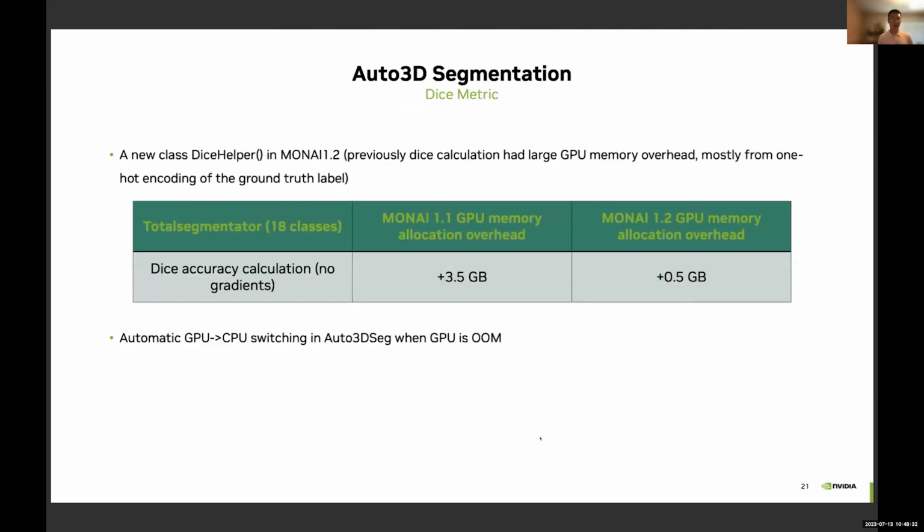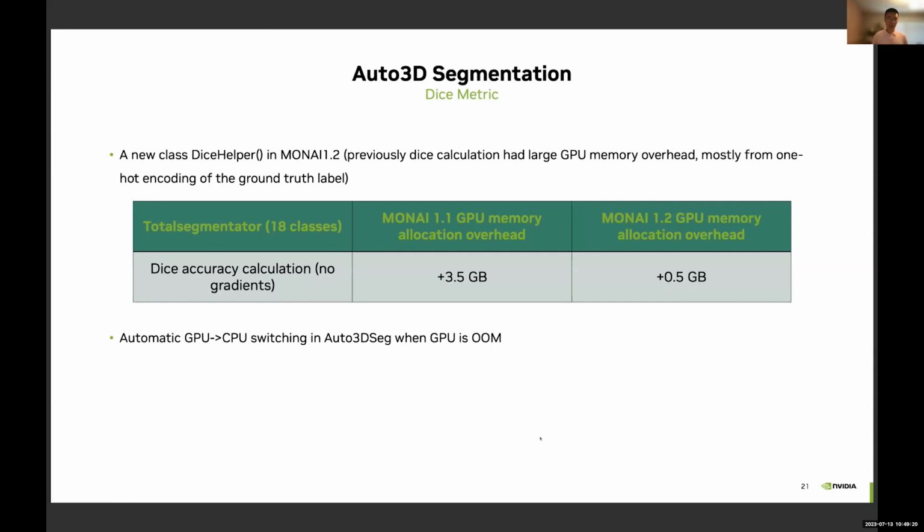Another nice improvement we have made is to reduce the memory footprint of the dice metric computation. Previously, computing dice of several classes would normally take a lot of memory, mostly from the one-hot encoding of the ground truth label or prediction. So we improved this part. For the last version, MONAI 1.1, dice computation took an overhead of 3.5 gigabytes, given a certain size of the image. In this new release, we reduce the memory overhead significantly, to only 0.5 gigabyte.